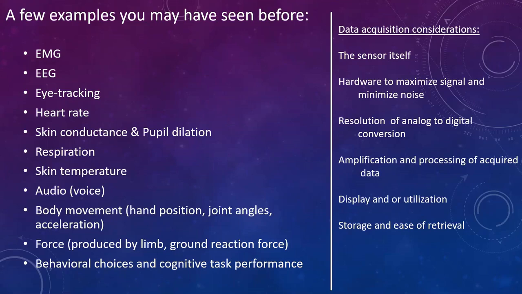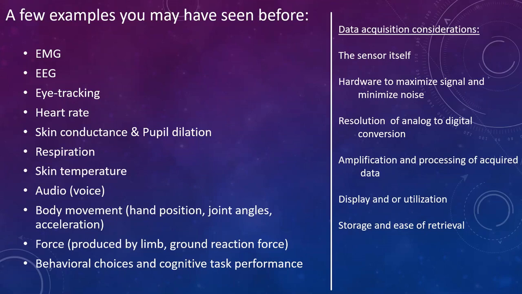You can look at things like skin conductance and pupil dilation. Again, these are some fairly basic sensors being used for very specific purposes. You can have respiration sensors. Some of them sense the stretch of a belt that you put around your chest. Some of them are based on temperature of the air coming out of your nose. There's skin temperature as well.